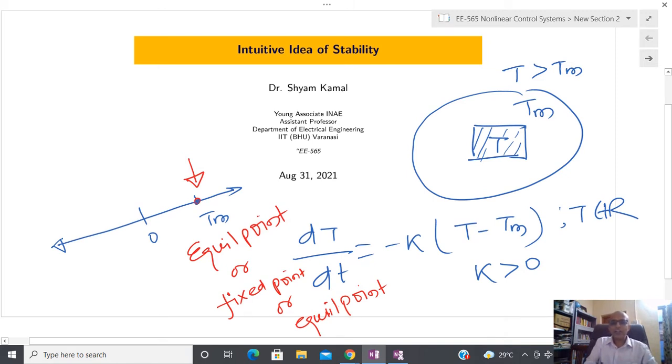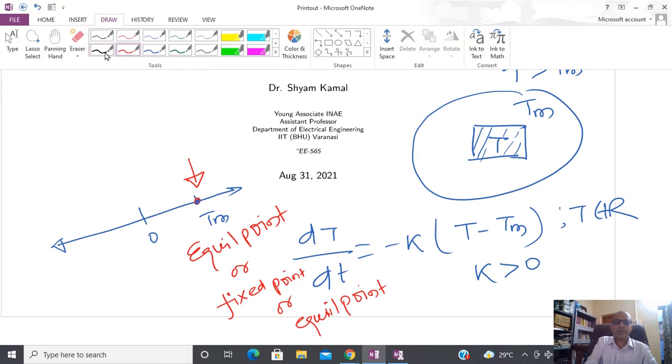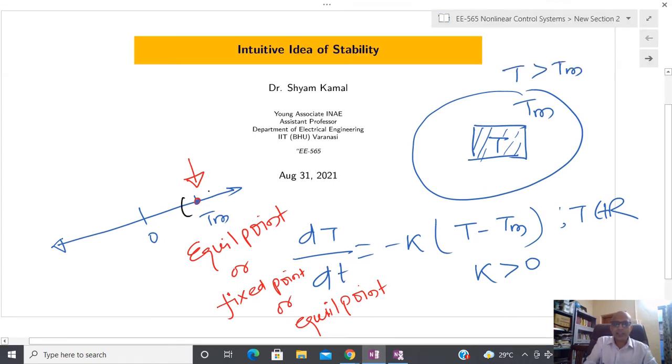Now the next question comes into picture: suppose I do not start exactly from this point, then what is my behavior? Suppose I start in the vicinity of this equilibrium point. I know that if I start at the point, I am going to stay here. But now I am going to understand the behavior if I start nearby this equilibrium point. Whatever behavior comes into picture is connected to the notion called stability.